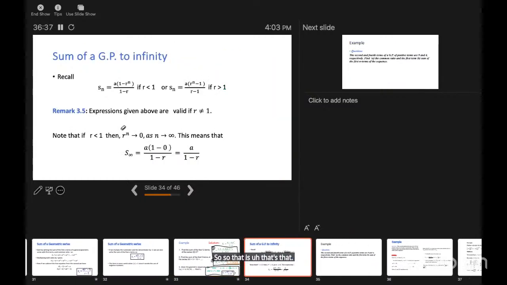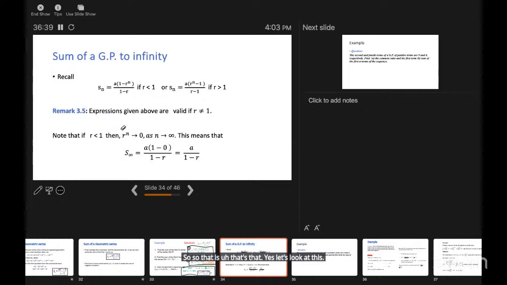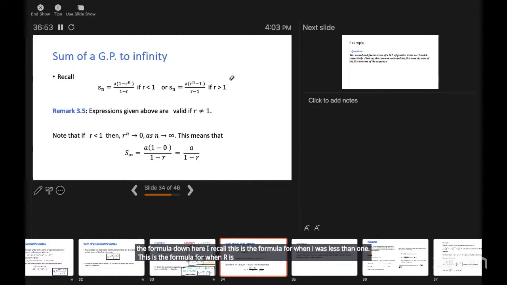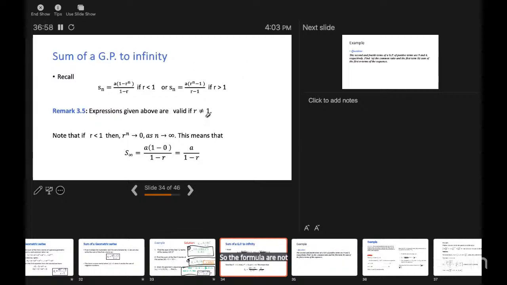Yes, let's look at this. Sum of GP to infinity. If you want to find the sum to infinity, this is the formula down here. I recall this is the formula for when R is less than 1, and this is the formula for when R is greater than 1 for finite series. The formulas are valid if R is not equal to 1.